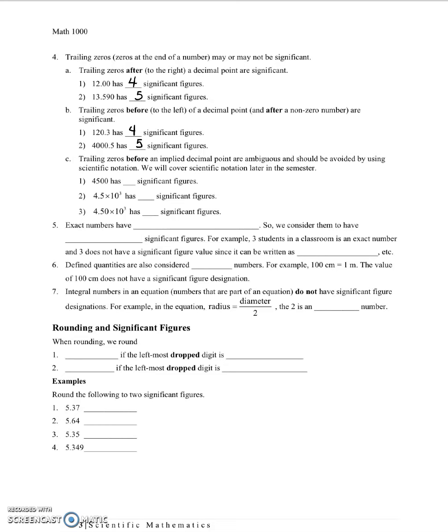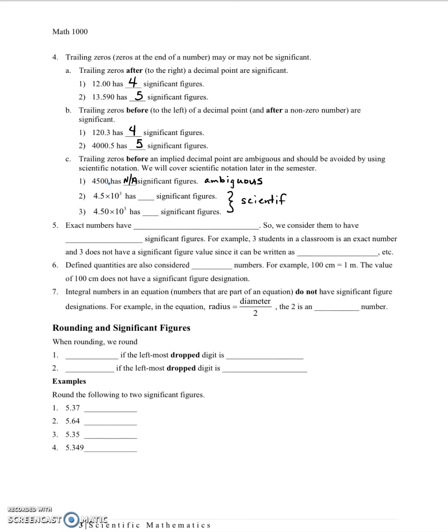So 4,500 has an implied decimal point to the right of the last zero. So this, we can't say how many significant figures it has, so we'll say not applicable, and that's because it's ambiguous. Which means we can't tell one way or the other which are significant and which aren't. Okay, so 2 and 3 are both examples of scientific notation that we will talk about later.